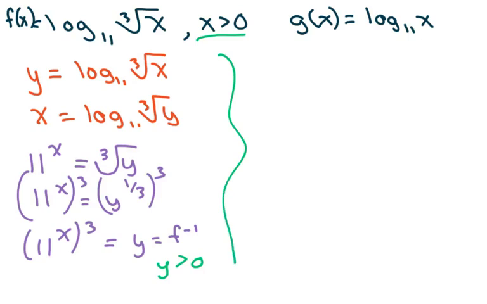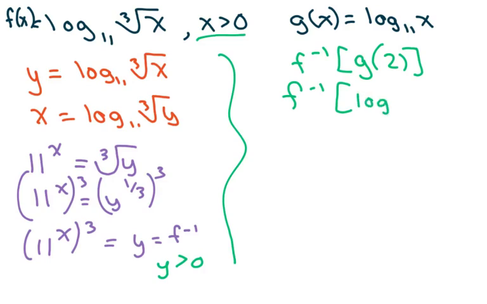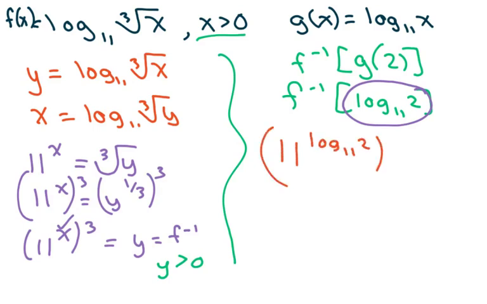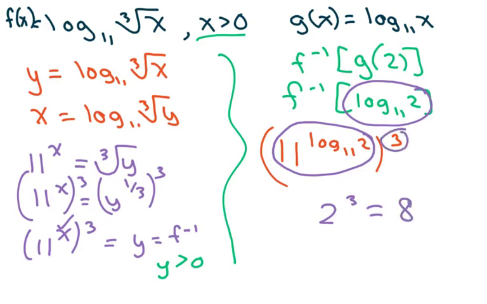And what we want to do is find f inverse composed with g of 2. Well, g of 2 is simply log base 11 of 2. And now all we're going to do is plug this into our x here. So we get 11 to the log base 11 of 2, cubed. Again, we know that this here evaluates as 2, so we get 2 cubed equals 8.